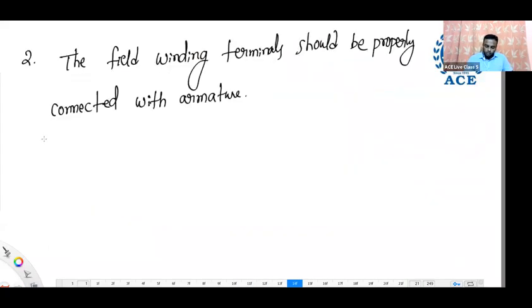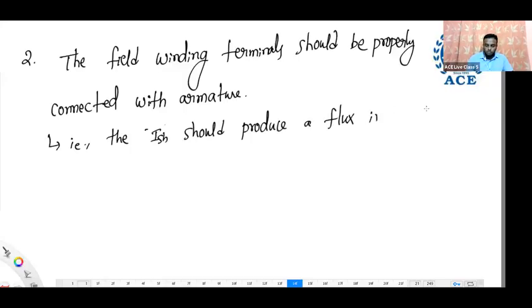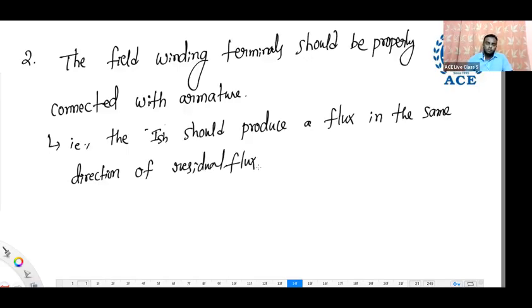If you want, you can take one point here: the field current ISH should produce a flux in the same direction as the residual flux. Same direction means the resultant flux increases, and step by step the voltage also increases.